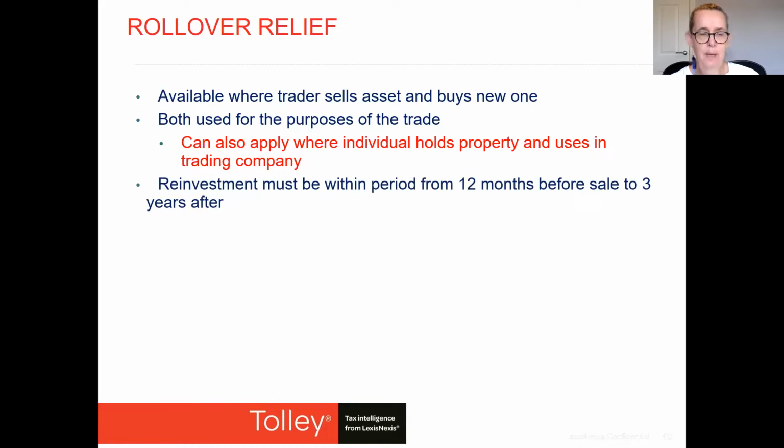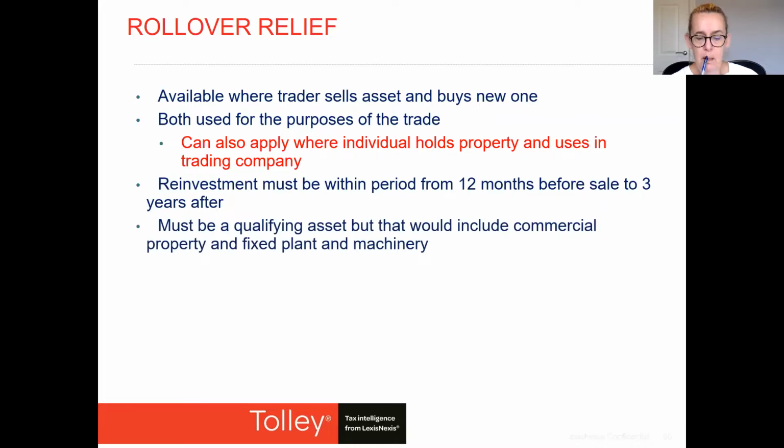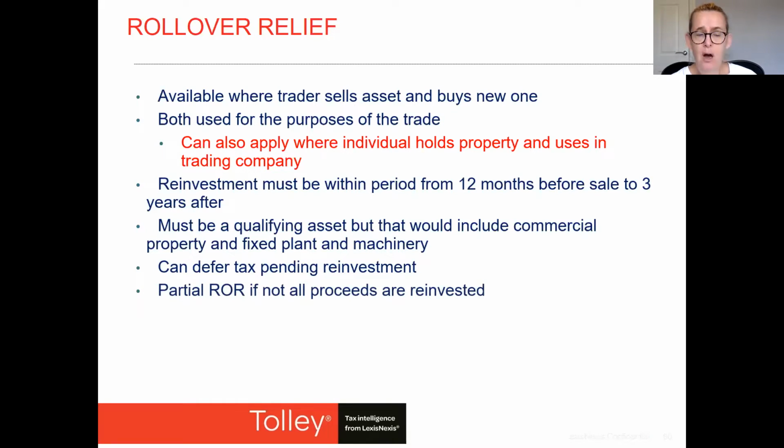Reinvestment has got to take place in a period commencing 12 months before you sell the original property and up to 3 years afterwards. That time limit can be extended, but it's up to the discretion of HMRC. They're reasonably relaxed about that point, but you don't know, do you? It's got to be a qualifying asset, but that very definitely includes commercial property and also any fixed plant and machinery. And if you are intending to reinvest, then you can defer the tax pending the reinvestment, though of course don't forget that there will be additional surcharges if you don't end up making the reinvestment. And we have partial rollover relief if not all of the proceeds are reinvested.